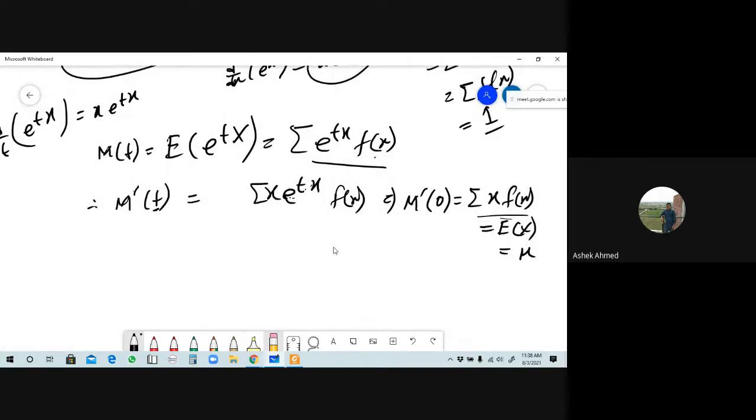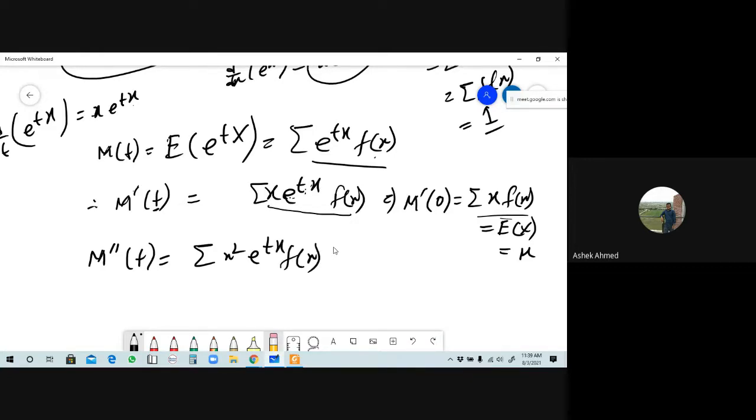From here, since m prime of t is this, tell me the value of m double prime of t. You have to differentiate this function with respect to t again. So this will be the summation of, if you differentiate with regard to t, x into tx, that has another x. So this is x square into e to the power tx into f of x.